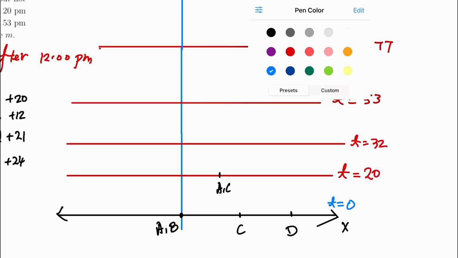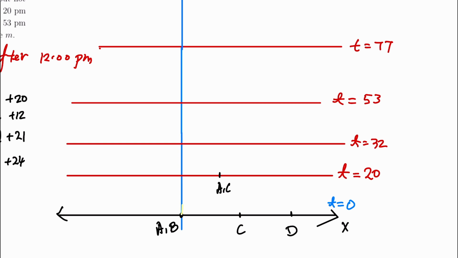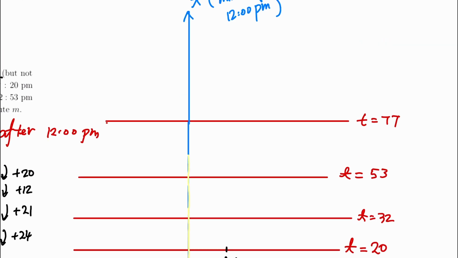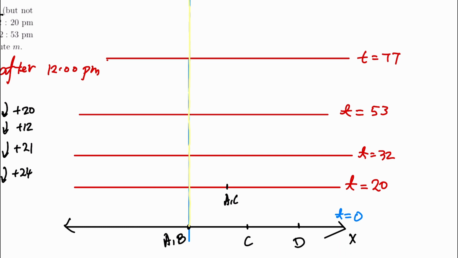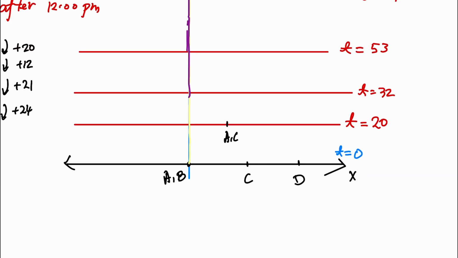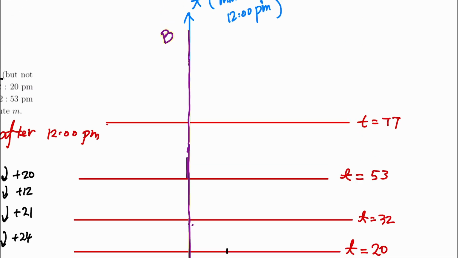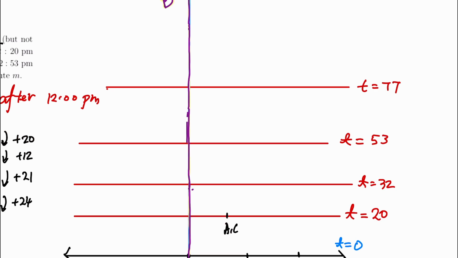B just stays at the t-axis for the entirety of the time. So this will be B. You might not see it, so I will change the color. This is B. So that is B's position over time.